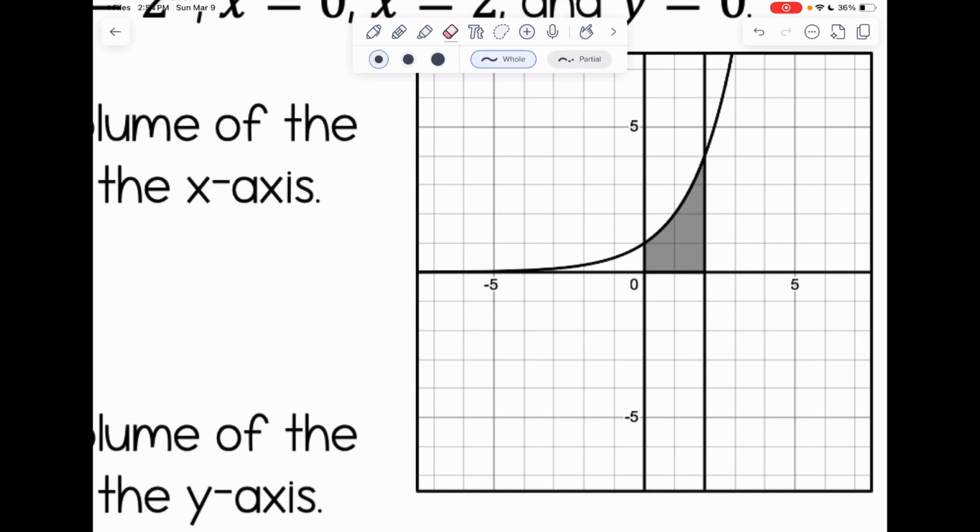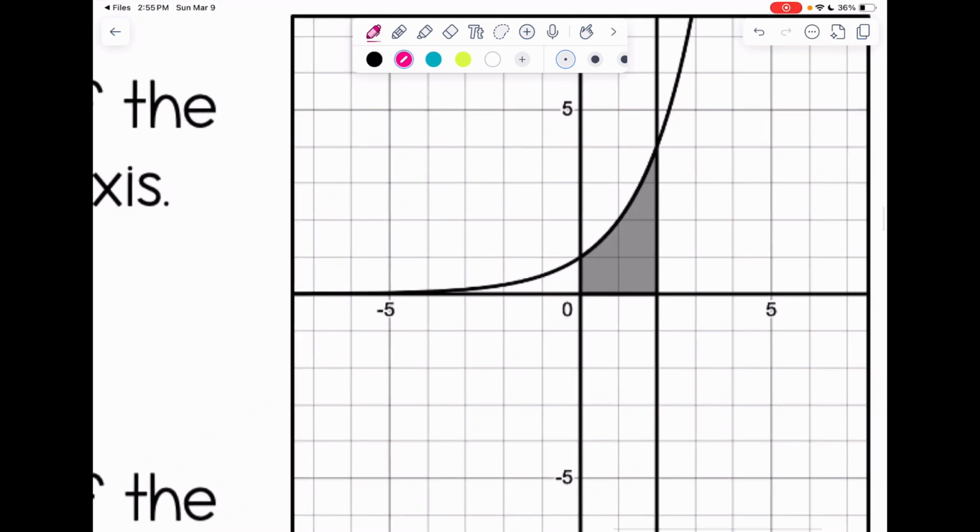Now, for part B, they're asking us to change what we're doing here, and it says rotate it about the y-axis. So if I rotate this about the y-axis and I start making all of these discs, I'll draw it in here just to show you what this would look like when I rotate about the y-axis. It would look something like this.